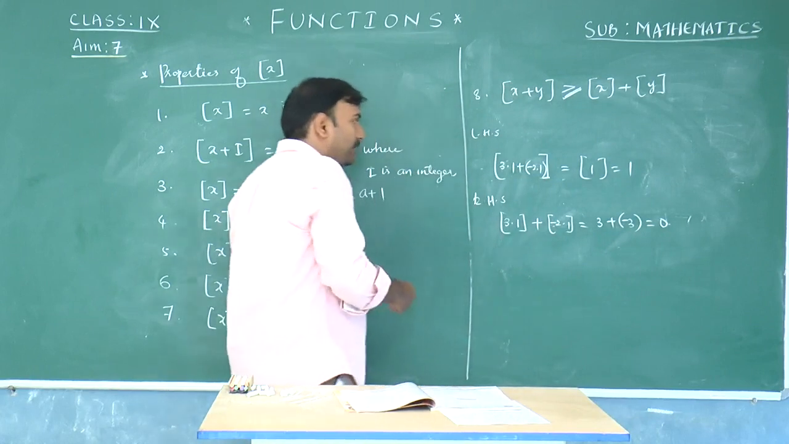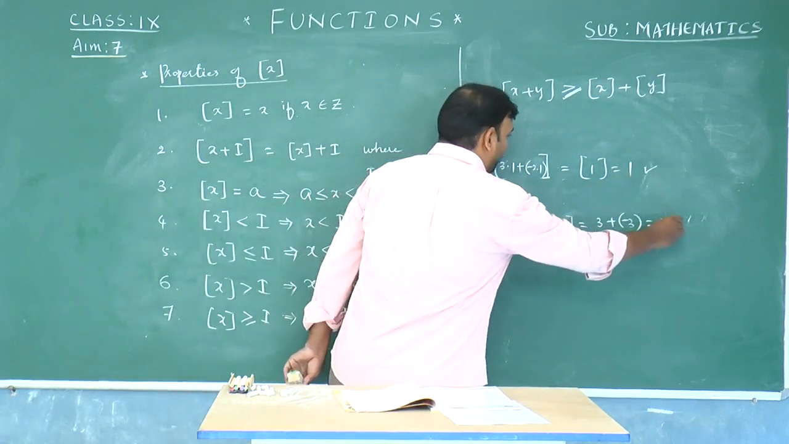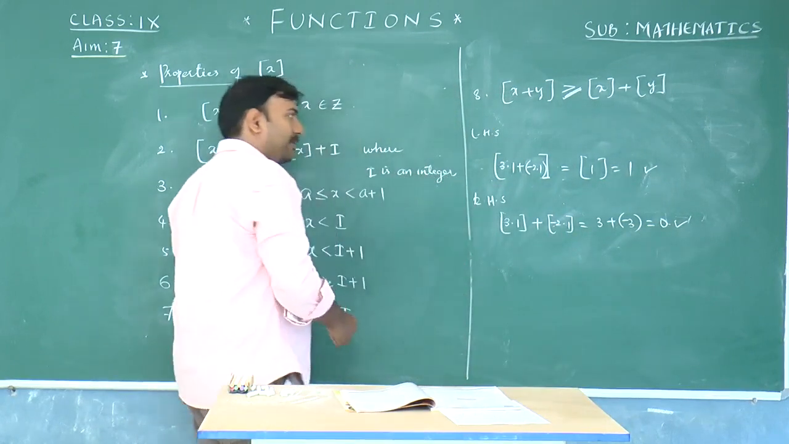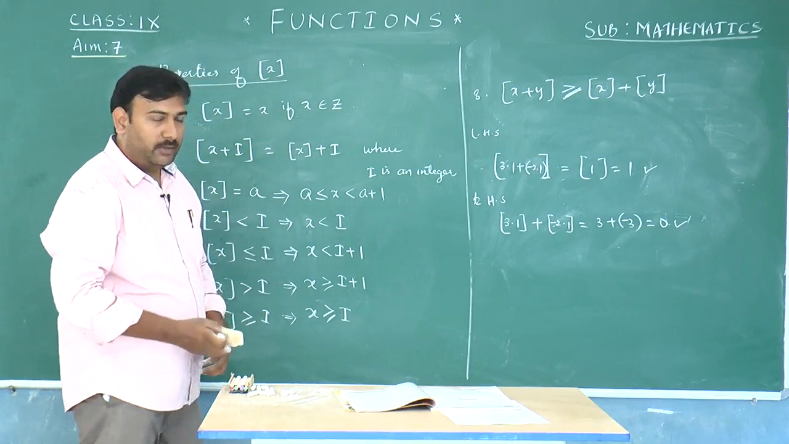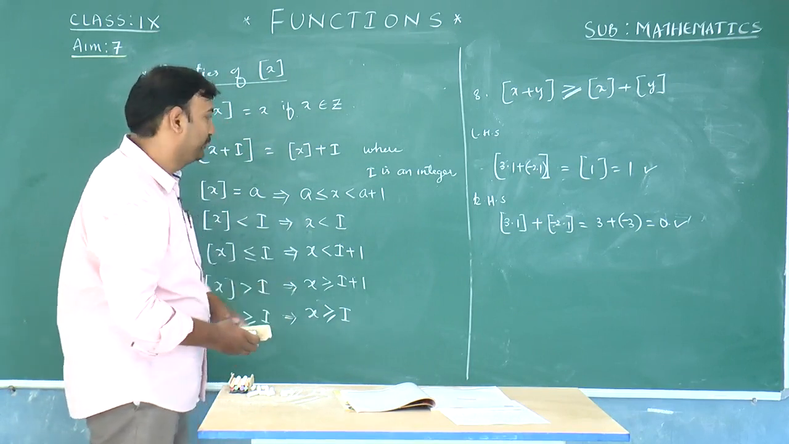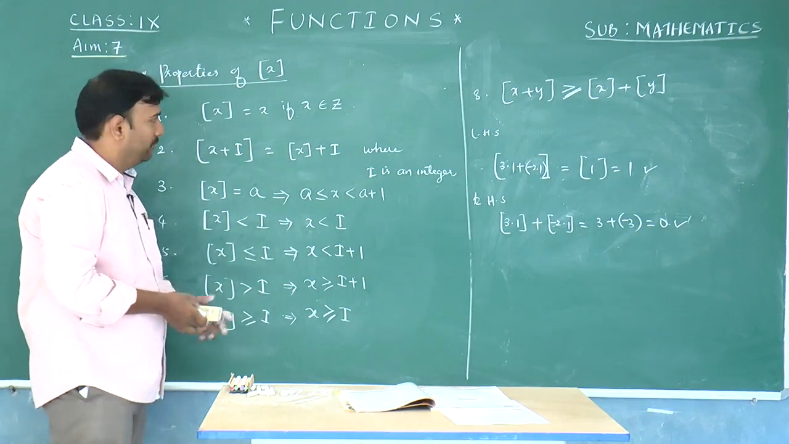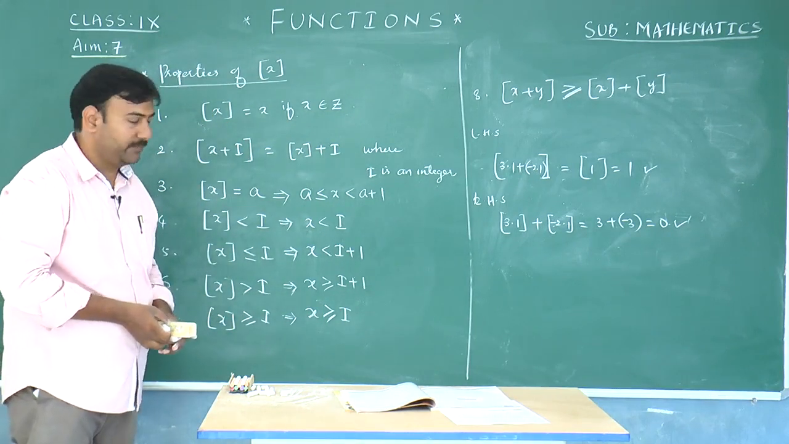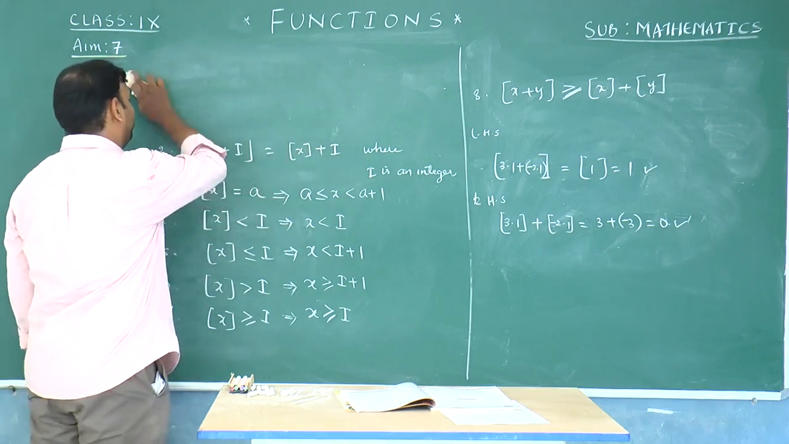So what we observe here is that step of x plus y is greater than step of x plus step of y. So finally we can conclude that step of x plus y is always greater than or equal to step x plus step y. So here we have seen the greatest integral value of the variable x, and now we will see the greatest integer function.